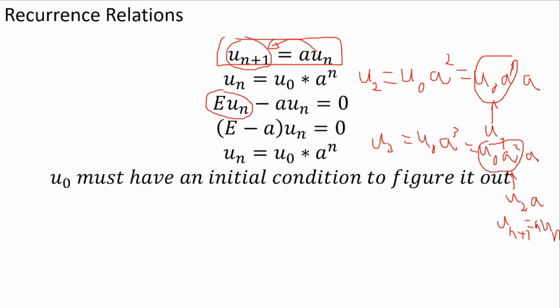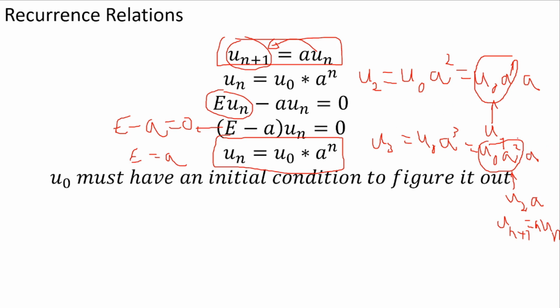In order to solve it, we will have un equals u0 multiplied by a to the n, because e minus a equals 0, so e equals a. So the next number is a multiplied by the previous number. This is how we solve it.